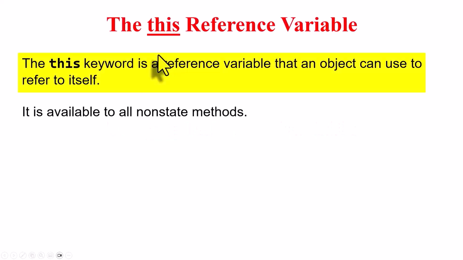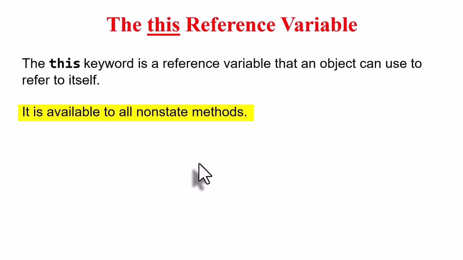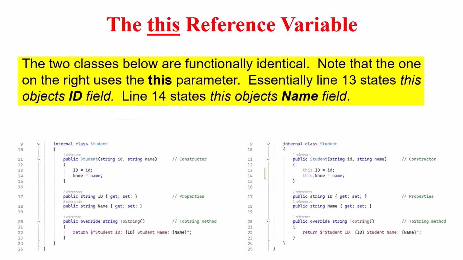So let's take a look. This is all going to be about the this reference variables. The this keyword is a reference variable that an object can use to refer to itself. It is available to all non-static methods. The two classes below are functionally identical. Notice that the one on the right uses the this parameter, and essentially line 13 states this object ID field, and line 14 states this object name field.